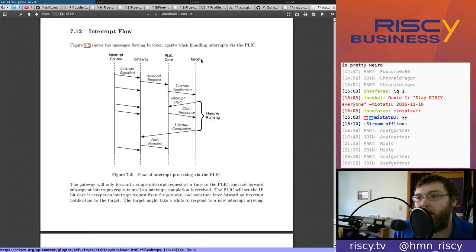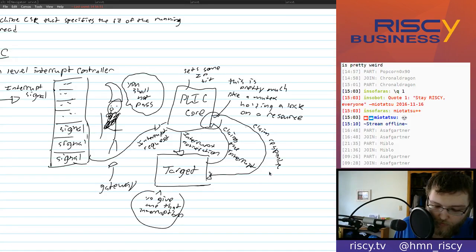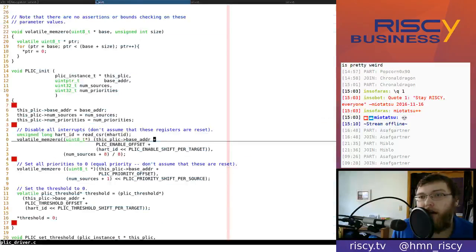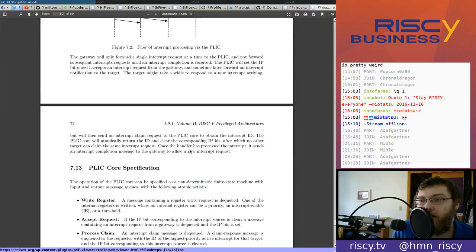So once that happens, the PLIC core sends back to the target the claim response. And this has, I guess, the interrupt ID that it's sending back to the thread. Yeah, so the PLIC core will automatically return the ID.